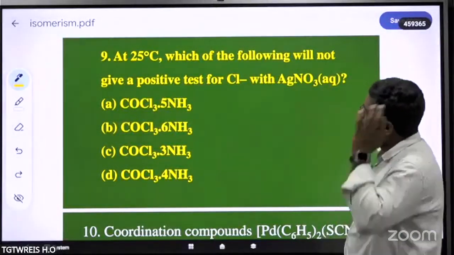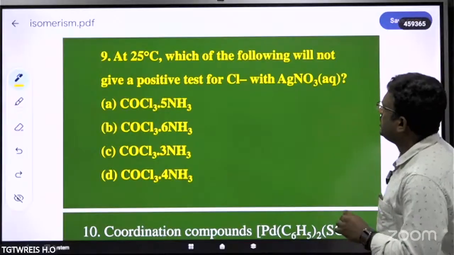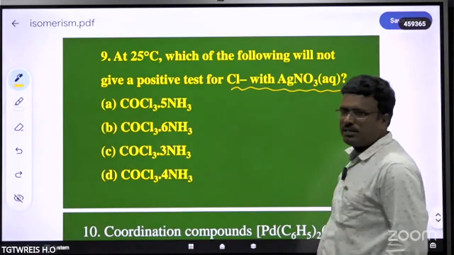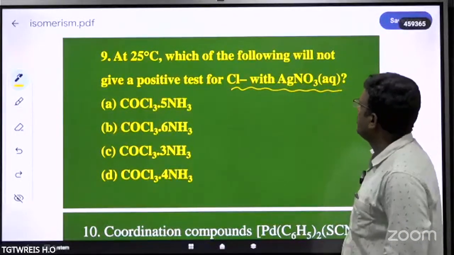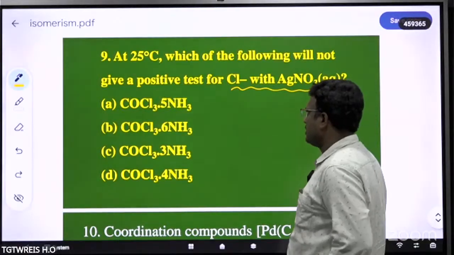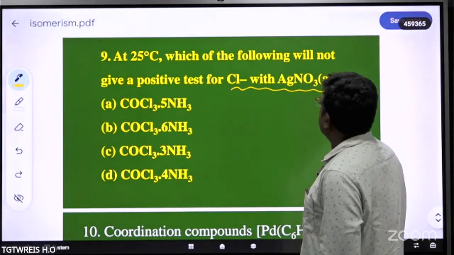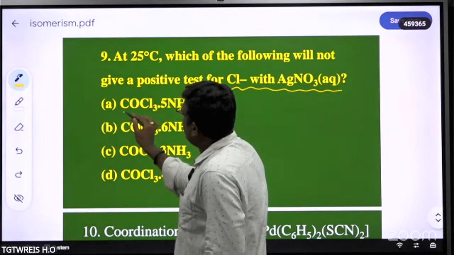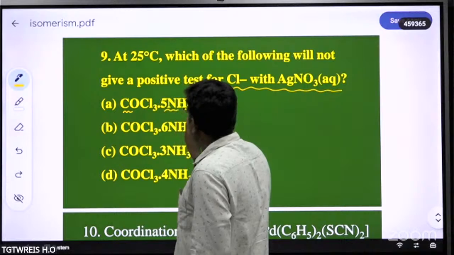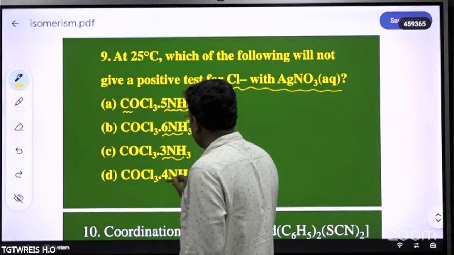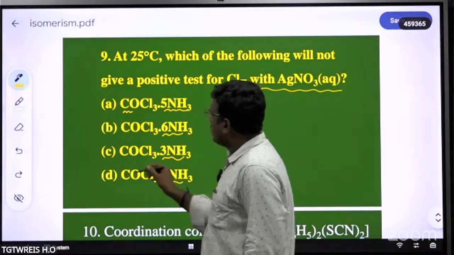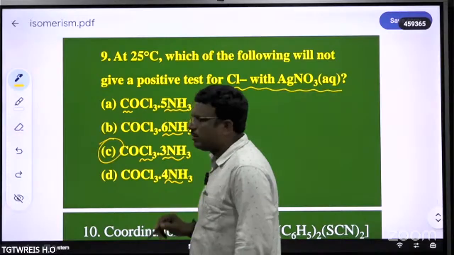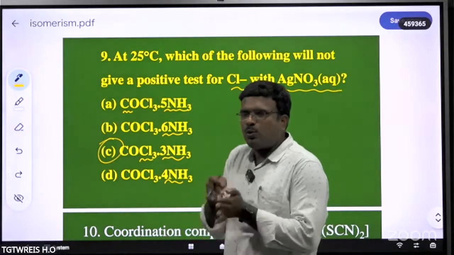At 25 degrees centigrade, which of the following gives a positive test for chloride with silver nitrate? Very important. This was also done in the previous classes' questions. All of these are coordination compounds, with the metal and the ligands. In this third compound, the 3 ligands are completely saturated with the 3 chloride ions, which means it does not ionize.